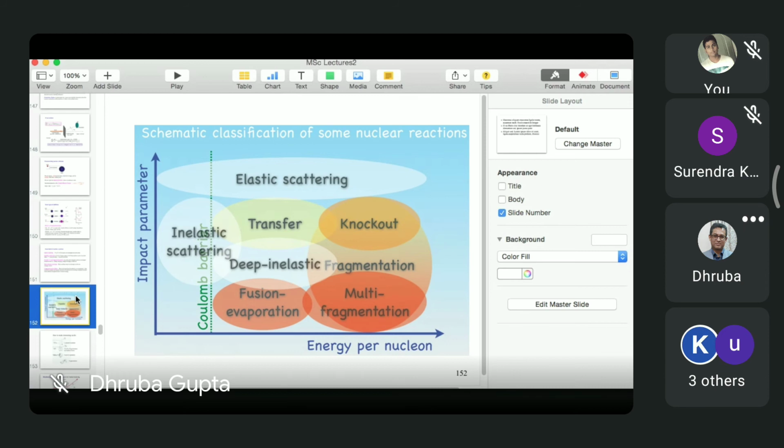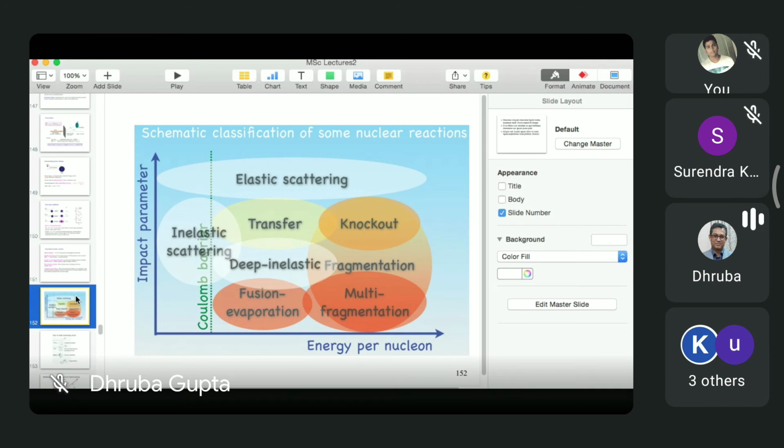So you can understand the projectile and target, the Coulomb barrier, if you calculate it simply by this Coulomb potential, Z1 Z2 by R. And that dotted line is the energy per nucleon. If you plot the energy on the x-axis, that dotted line actually gives the Coulomb barrier. So you can see that elastic and inelastic scattering are there.